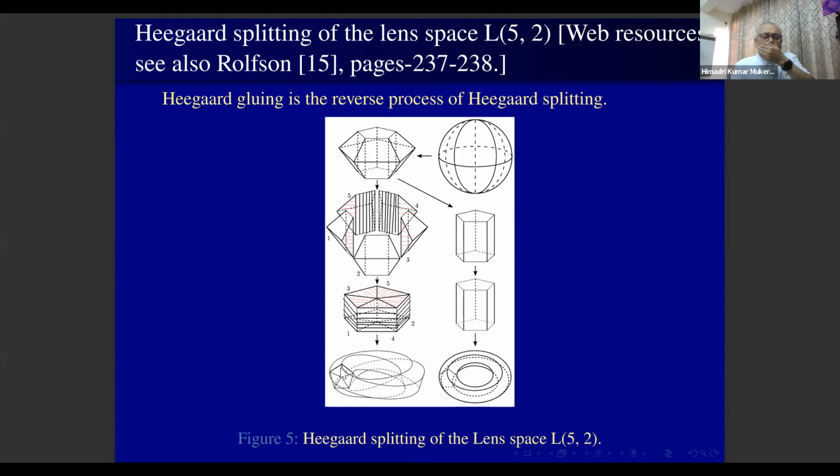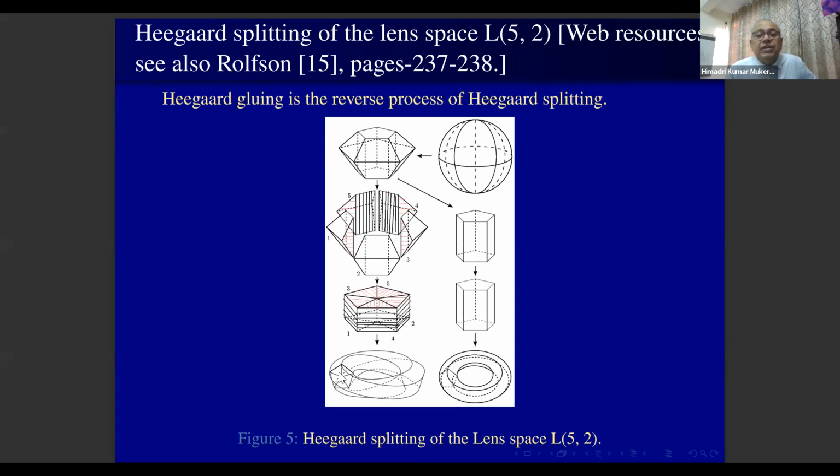So this is a handlebody. On the other hand, the interior part is represented like this. Here also you have to identify this with this, and when identified this is also a torus. Because this is the union of the interior part and the outer part, it gives you this. So this is a Heegaard splitting of this.